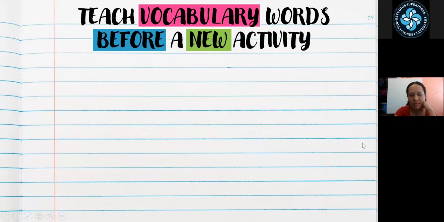The second principle we have here is that we need to teach vocabulary words before a new activity. Why is it important?